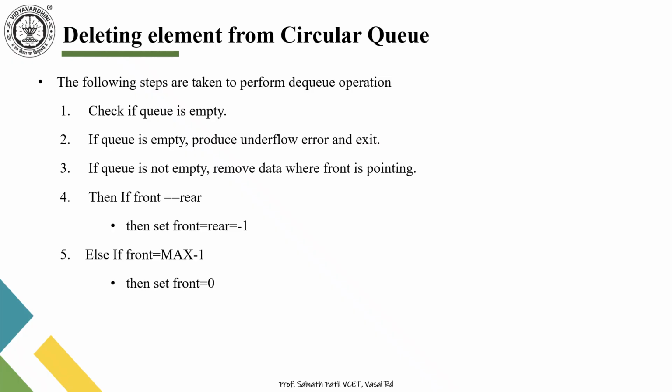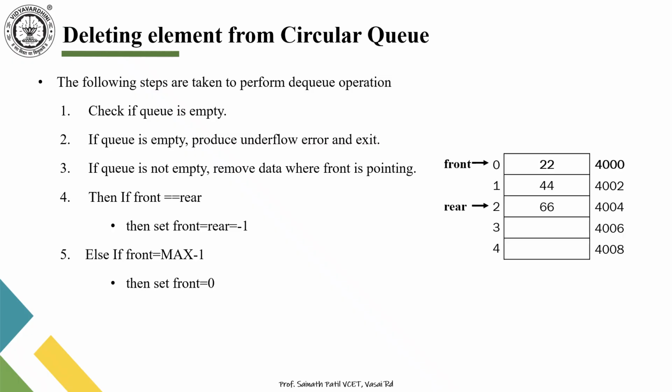If not, the situation may be normal, that is front is pointing to 0 and rear is moving ahead, for example, in this case 2. So it is the normal case. In this case, we remove this element and increment front equal to front plus 1. So it will come to the first position. That is the normal situation.